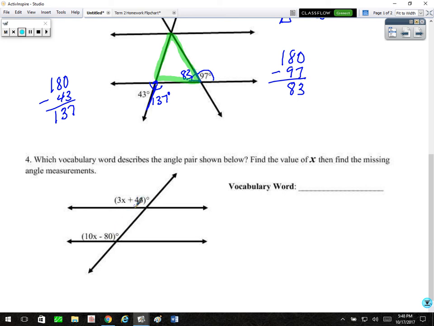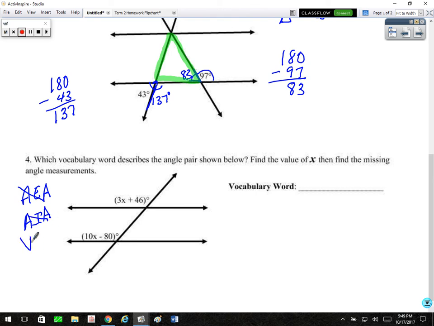Okay, we have matching corners, but the key is they're on the same side of the transversal, so they can't be alternate anything. So make sure you go back and look at that graphic organizer. We know it's not alternate exterior angles, because one's on the outside, one's on the inside. We know it's not alternate interior angles, same concept.